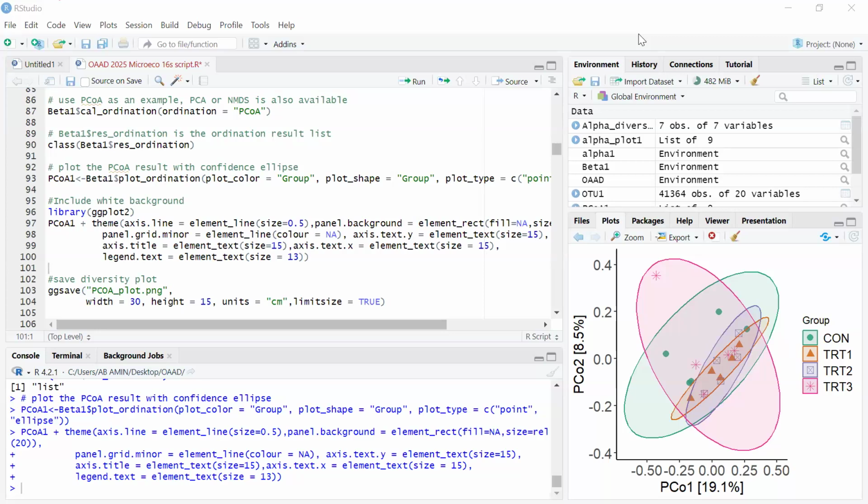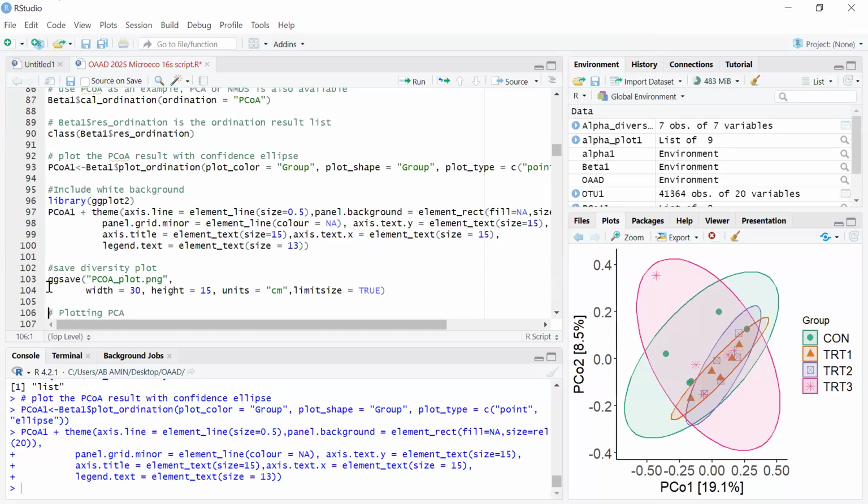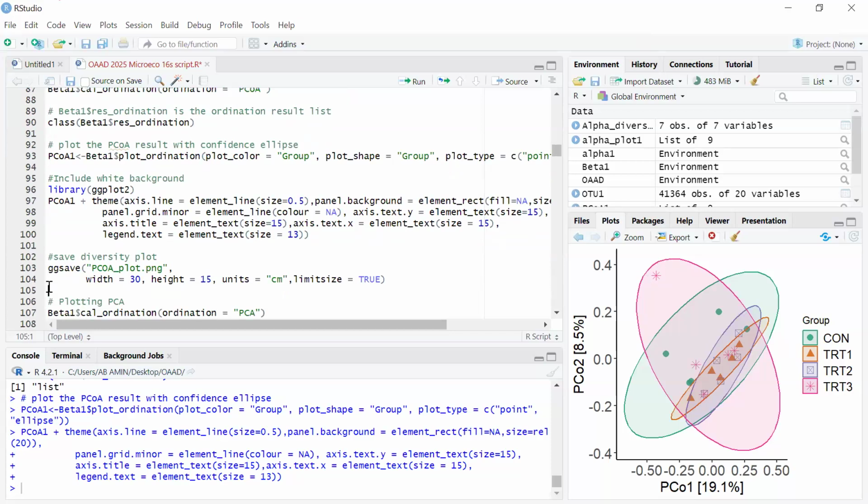Okay, so if I get you well, it simply implies that for bacterial composition, treatment 3 seems to have the highest diversity, followed by the control. Yes. Okay, so that's it. Simple. Thank you. So we can save the plot using this function, or we can save it manually, depending on the way somebody wants to save it.